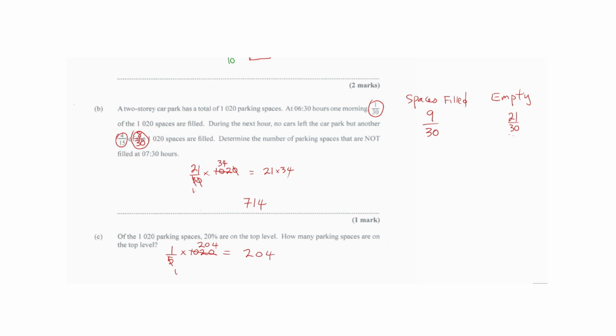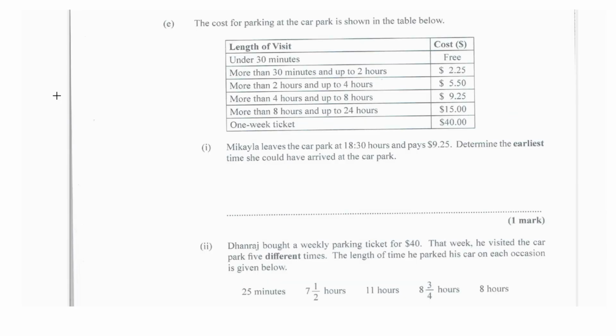Part E. The cost for parking at the car park is shown in the table below. So we have the length of visit and we have the cost in dollars as shown here. Part 1, Michaela leaves the car park at 18:30 hours and pays $9.25. Determine the earliest time she could have arrived at the car park. So if she pays $9.25, we can see there in the table that she would spend more than 4 hours and up to 8 hours.